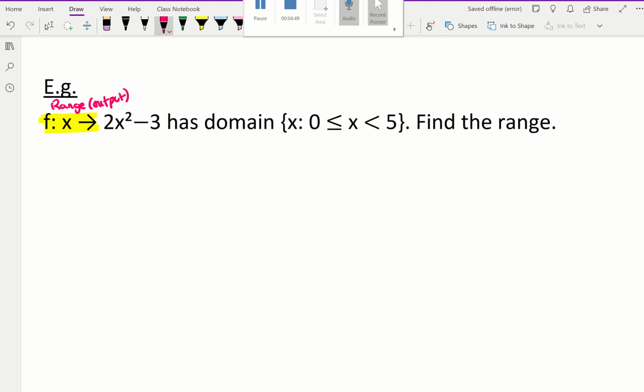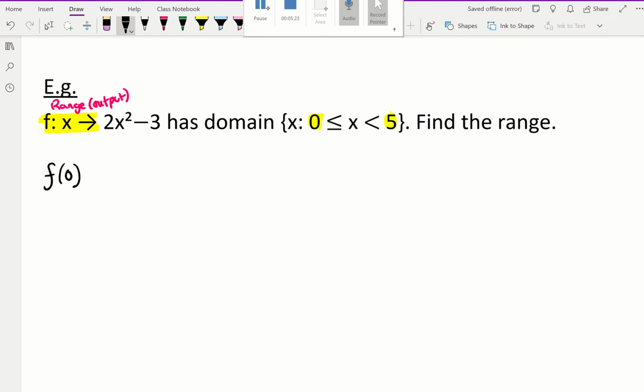So the function 2x squared minus 3 has a domain where x is bigger than or equal to 0 or smaller than 5. Now, you cannot possibly put in every single number because there's an infinite amount of numbers between 0 to 5. So what you would do is you would put the 0 and the 5 into your function and then give your answer as an inequality, just like the domain is given as an inequality.